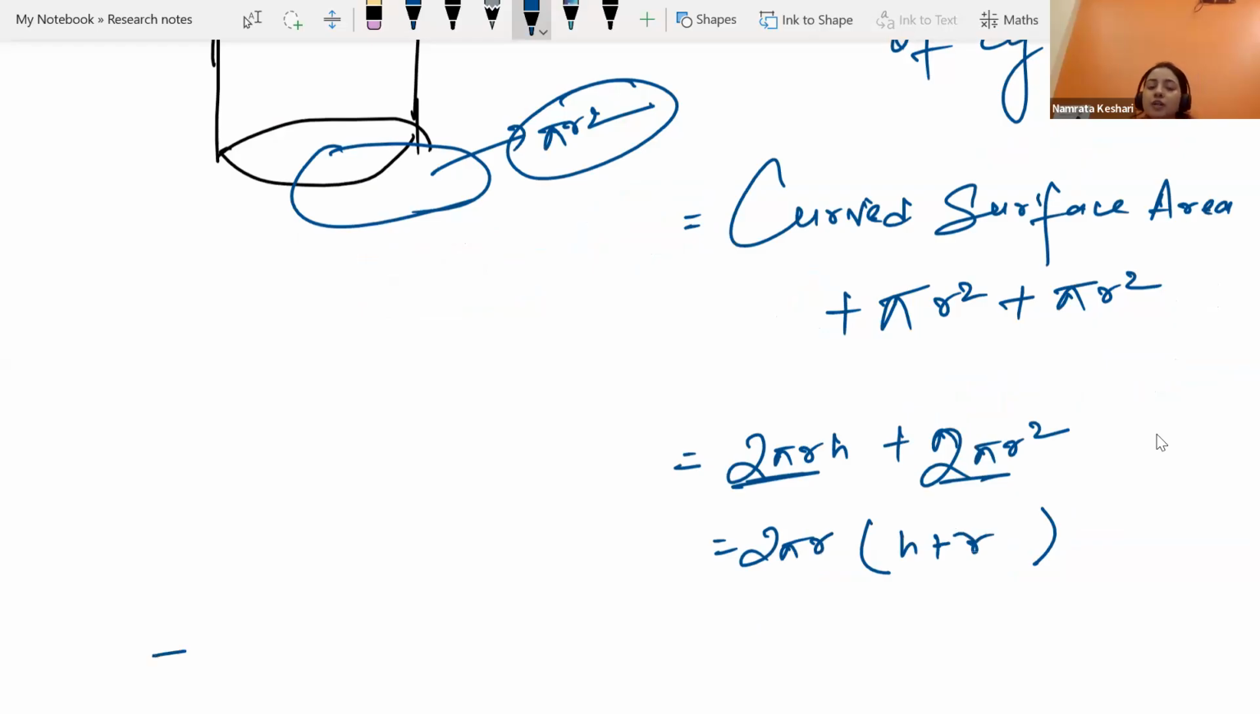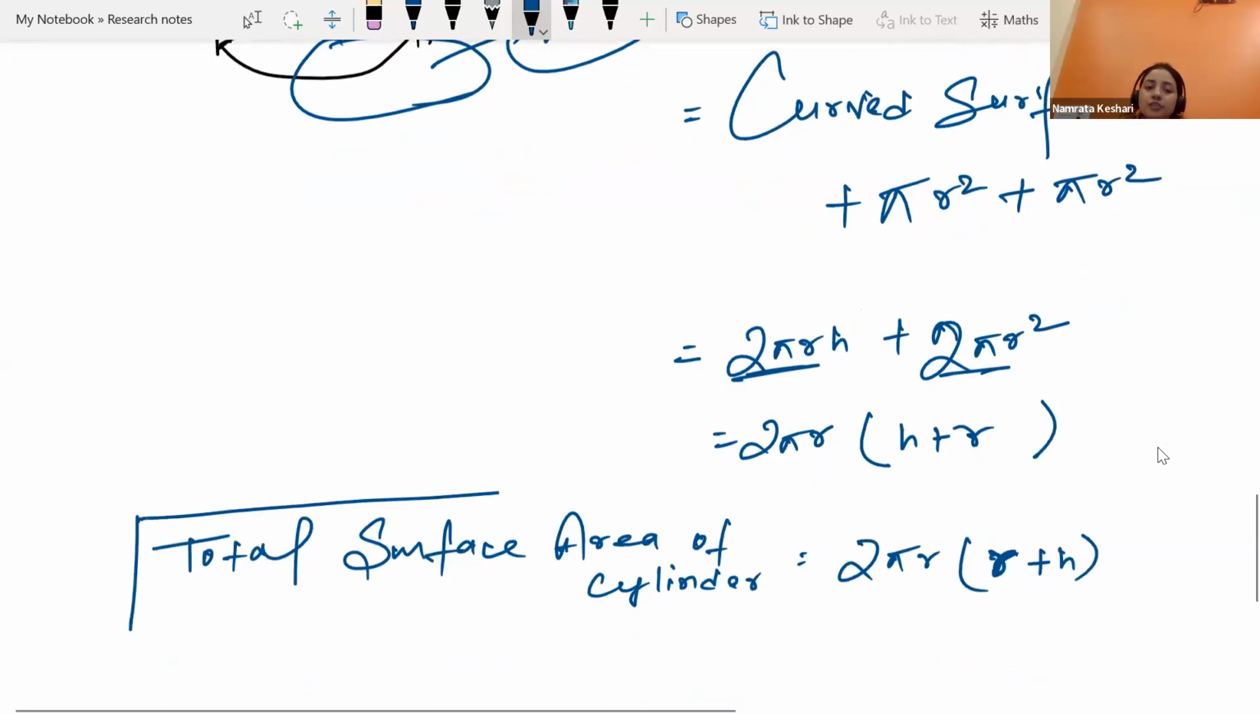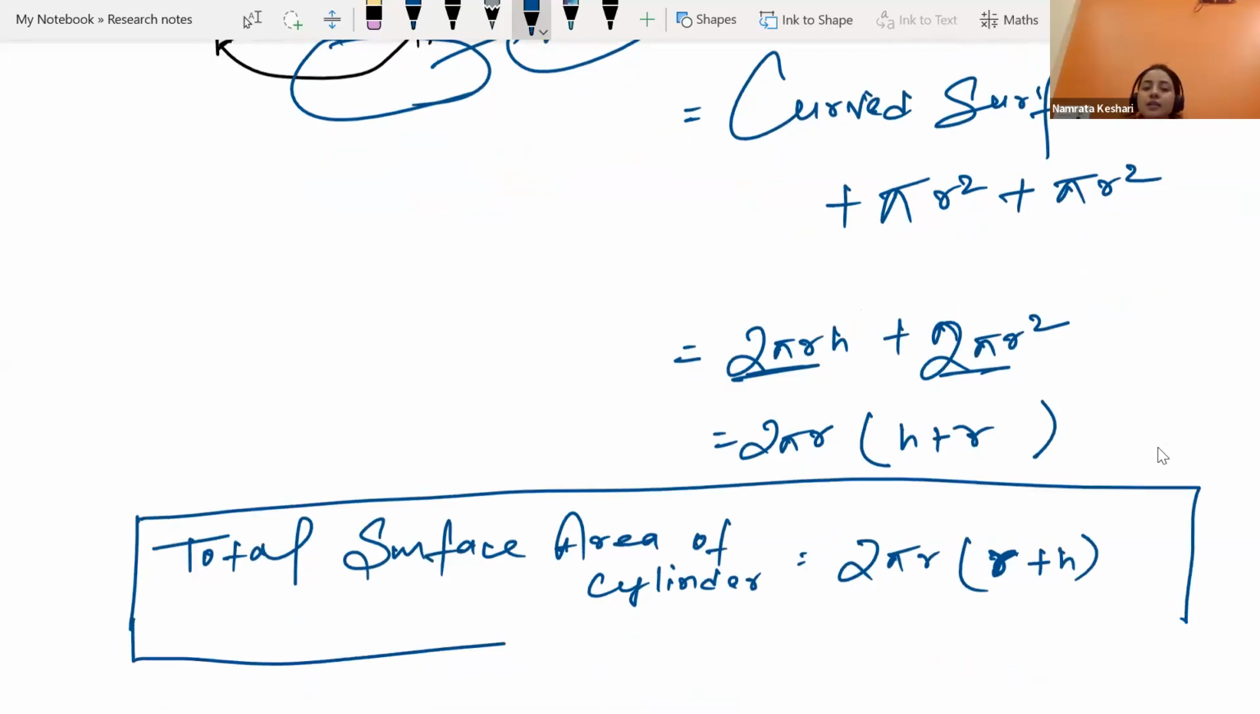And hence the final formula for total surface area of a cylinder is 2 pi r times h plus r. You can also write it as r plus h. It's the same thing. And this is the final formula for total surface area of the cylinder. Is it clear so far to everyone? Yes, ma'am.